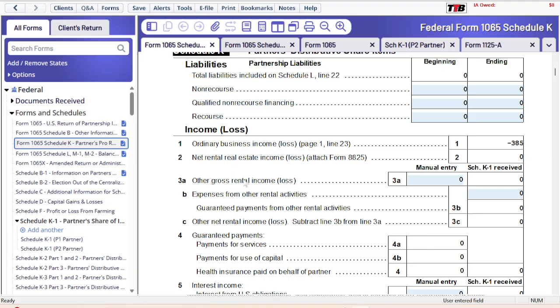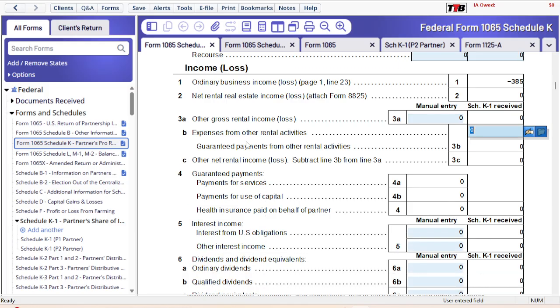And then if you have other rental income, the gross income will go on line 3A, and the expense related to it will go on line 3B there. And other net rental income or loss will go there. But now, so this is real estate. This could be any other things you are renting that is not real estate.